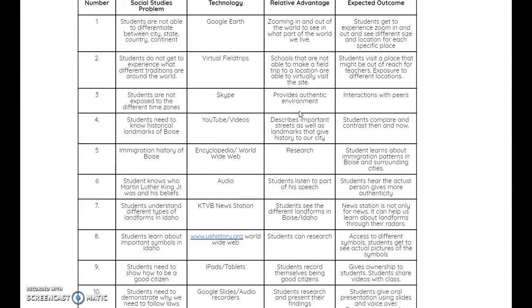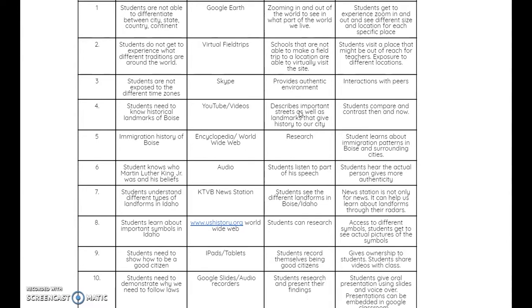We had to curate 10 resources, and within these 10 resources, we had to do an expected outcome and then the advantage of having this in our classroom.